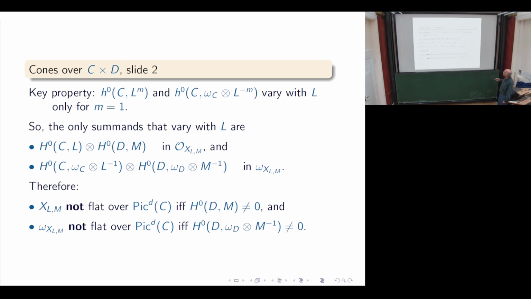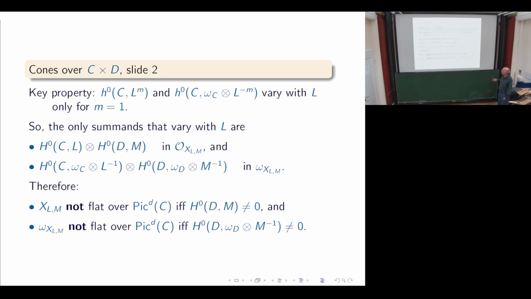So this one is 0. And the cones themselves don't form a flat family, but the dualizing sheaf, okay? And so actually the second may be the more surprising, that it can happen that in a non-flat family, the dualizing sheaves are indeed flat.